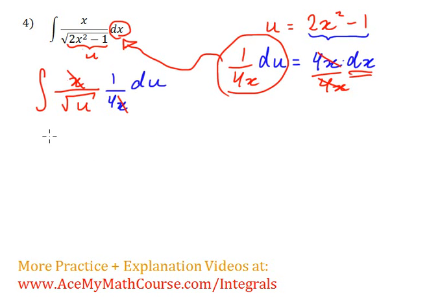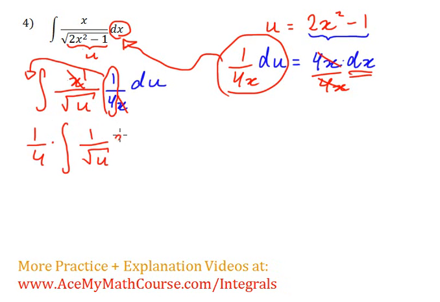Great. So I'm just left with the 1 up top here, because x divided by x is just 1. And I can also remove this constant that is multiplying everything. So I can just write 1 over 4 times the integral. So we have 1 over the square root of u du.